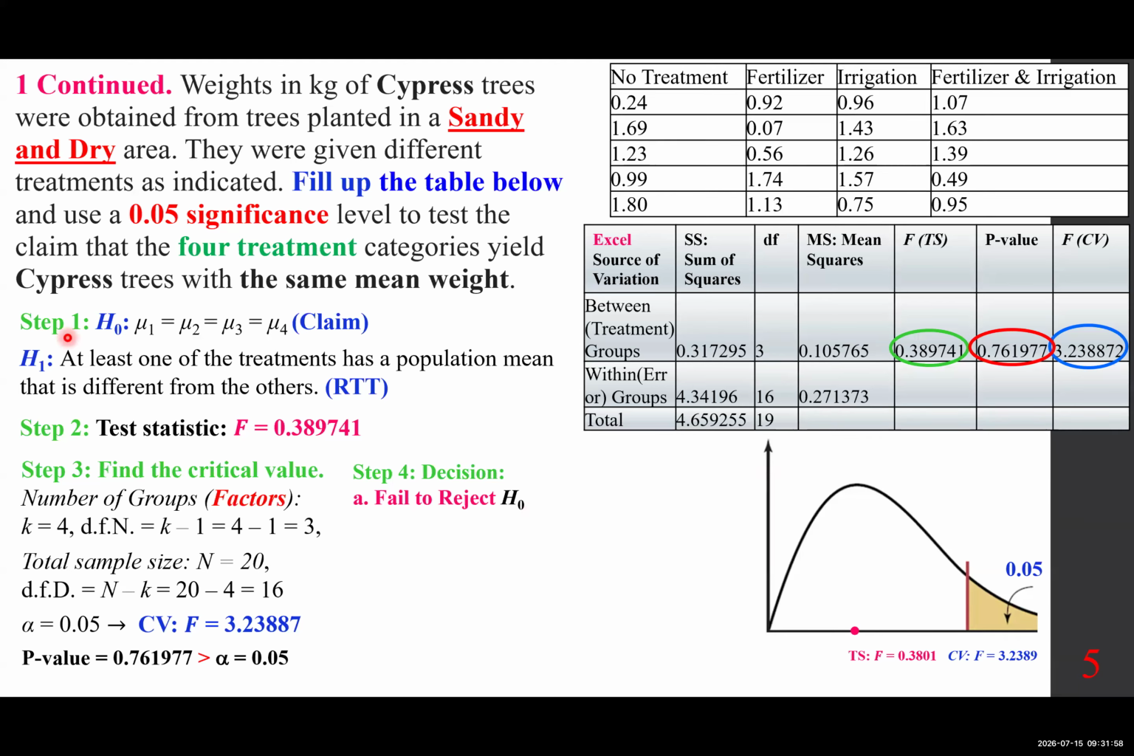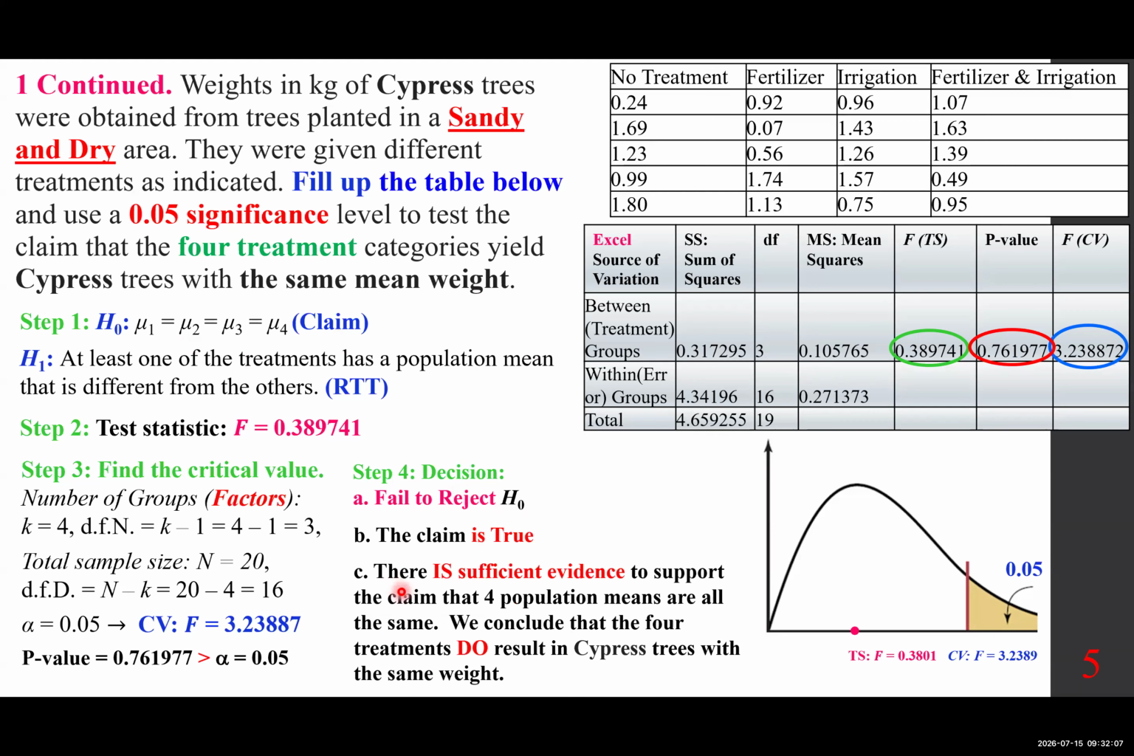So we go back. If we are not rejecting H0, we are not rejecting the claim. The claim becomes true, and we restate as follows. There is sufficient evidence to support the claim that the 4 population means are all the same. We conclude that the 4 treatments do result in cypress trees with the same weight. That's important to understand the concept.